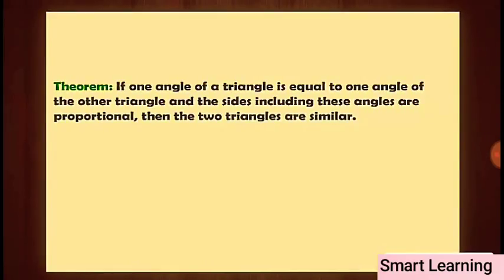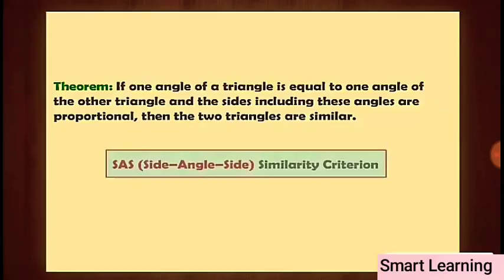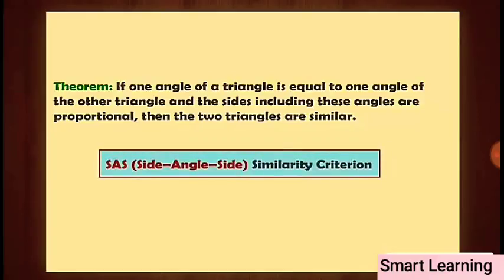The theorem states that if one angle of a triangle is equal to one angle of the other triangle and the sides including these angles are proportional, then the two triangles are similar. This criterion is referred to as the SAS, Side Angle Side Similarity Criterion for two triangles.